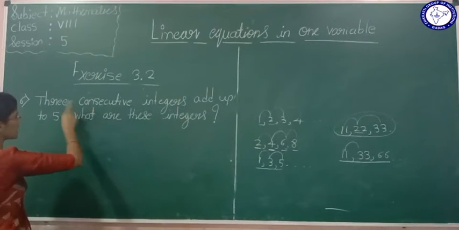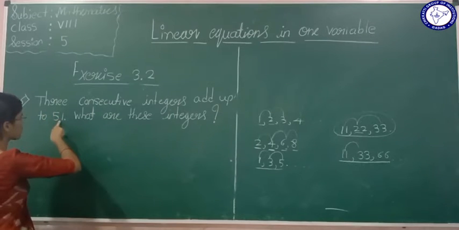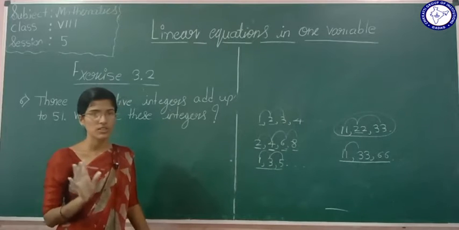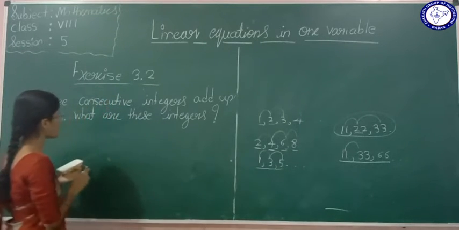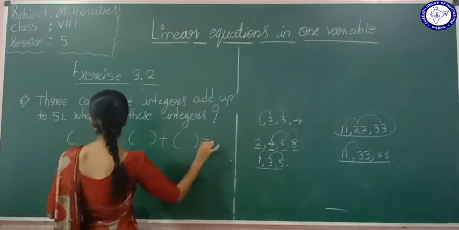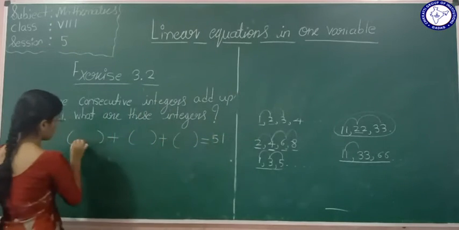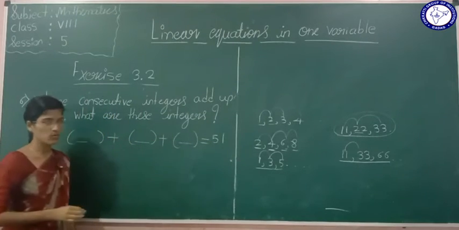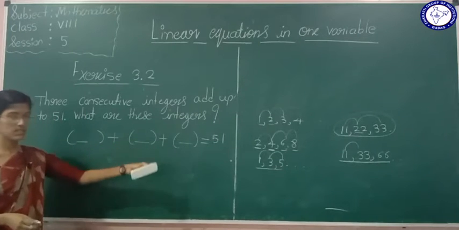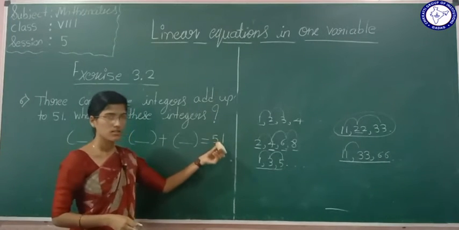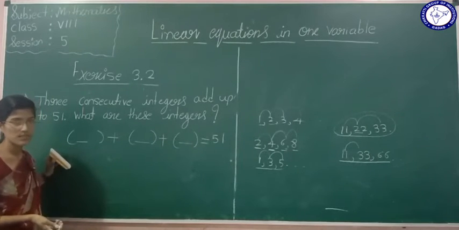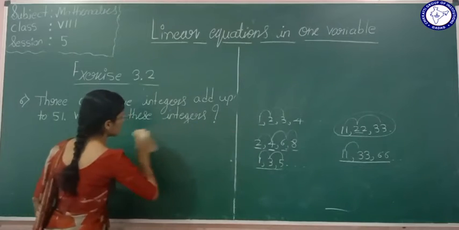Now see, 3 consecutive integers add up to 51. Means 3 consecutive integers are there, which we don't know here. If you take 3 consecutive integers, the sum is going to be 51. So which integers are those? If we add 3 integers, the answer will come 51. So which 3 consecutive integers are they asking here? Okay. Now see here, we don't know, right?